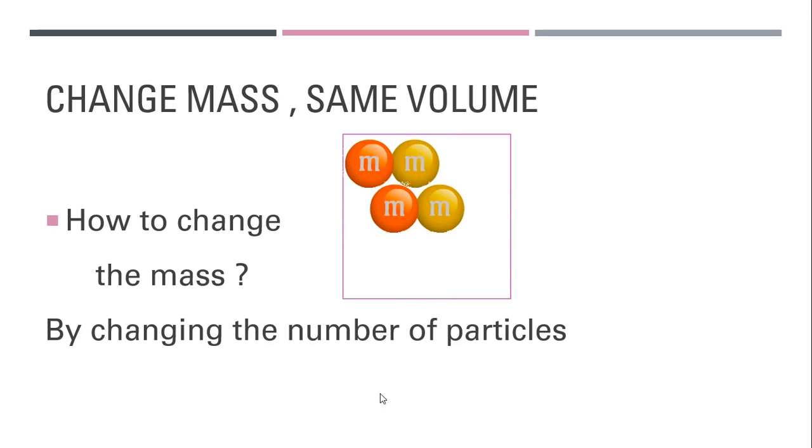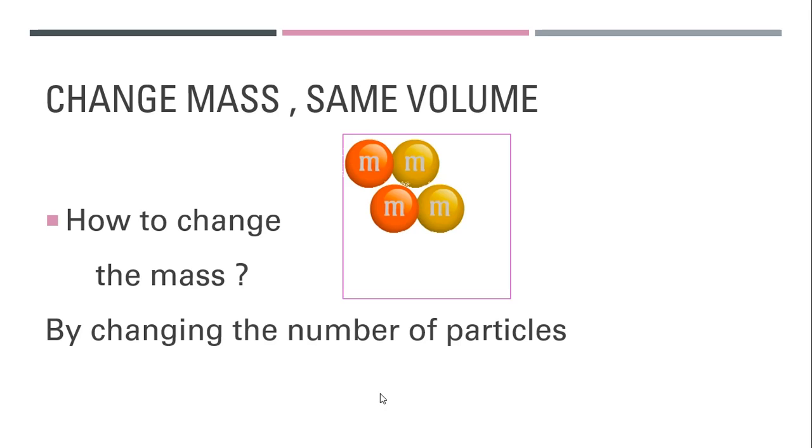Okay, now the M&Ms are the particles, meaning that the M&Ms are the masses, and this square is the volume in which the masses are. Now, if we need to change the mass and keep the same volume, we need to have the same square, right? Because this is the same volume. And we just need to change the number of M&Ms inside the box.